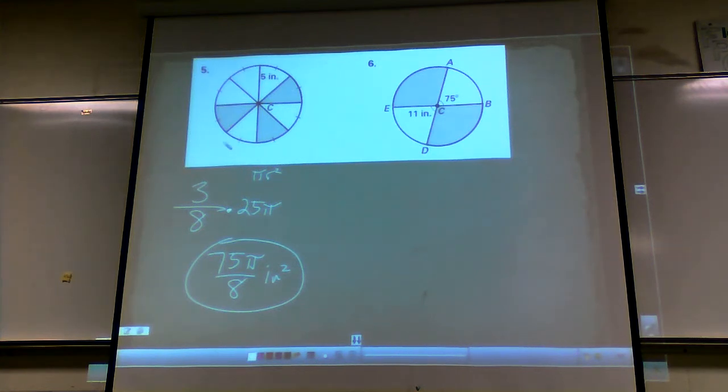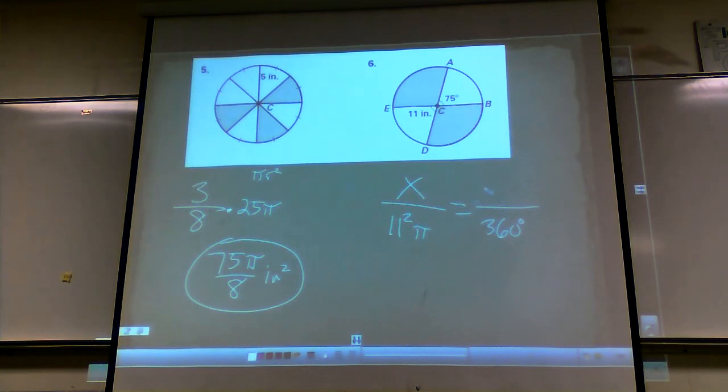Okay? Now, this one over here, since these aren't all 4 of the exact same regions, I couldn't do it that way. I would actually need some degree measures here. So if I was doing the one over here, I would set the proportion up as x over 11 squared pi equals, I need the angle over 360. So in this case, I would need the actual angle. What do you think I'm going to put up there for an angle?